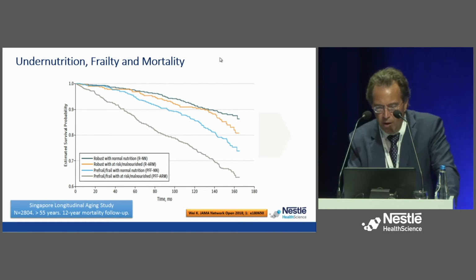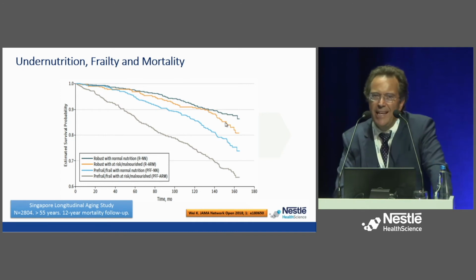You can see, in non-frail participants, the robust ones, the upper 2 lines, the orange line are those who are malnourished, and the black one, they are well-nourished. And you can see how those that are malnourished have a higher mortality.